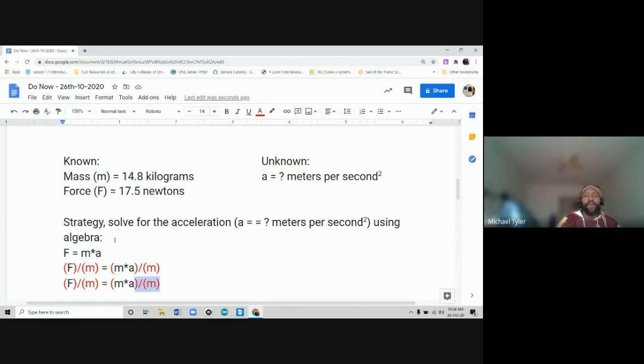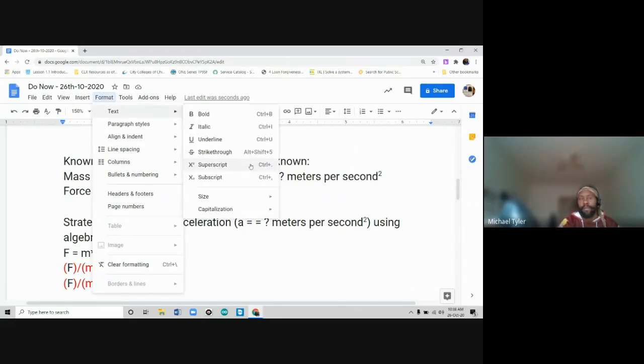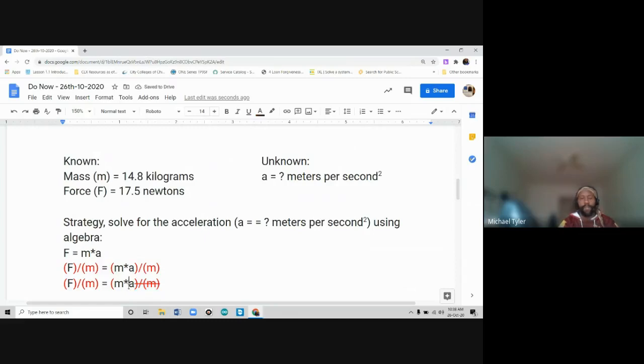So this crosses out. Mass divided by mass is 1. All right. So let me see if anybody understands that, because I always ask that question. It's a fun question to ask students. They usually get it wrong.